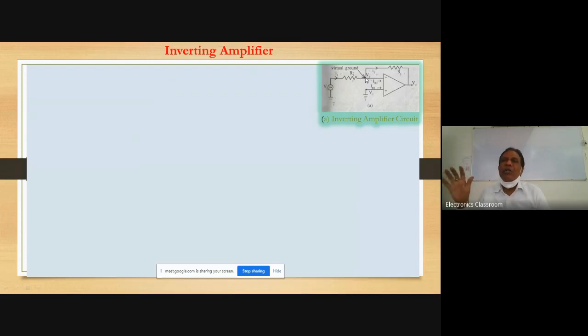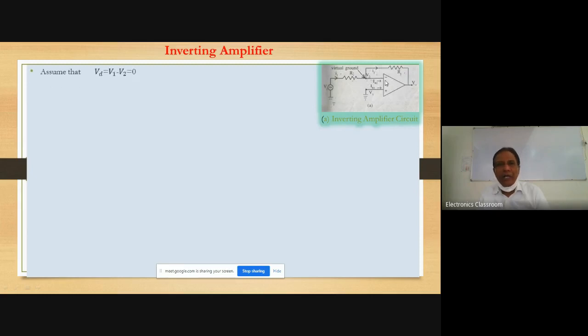The concept of the virtual ground is that it is a point anywhere in the circuit which has 0 volt potential and does not draw a current. That point is known as a virtual ground, and this virtual ground allows a voltage similar to that of V1. We can look at the left side: this is the circuit diagram for the non-inverting amplifier. Why is it called the inverting amplifier?